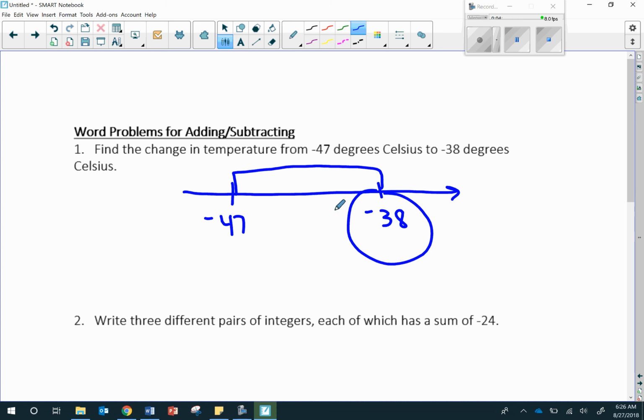For number 2, when you write 3 different pairs of integers, each of which has a sum of negative 24, there are going to be quite a lot of answers. Just to show you one example, you might have negative 10 plus negative 12, which would give you negative 22, plus 2 more is negative 24.